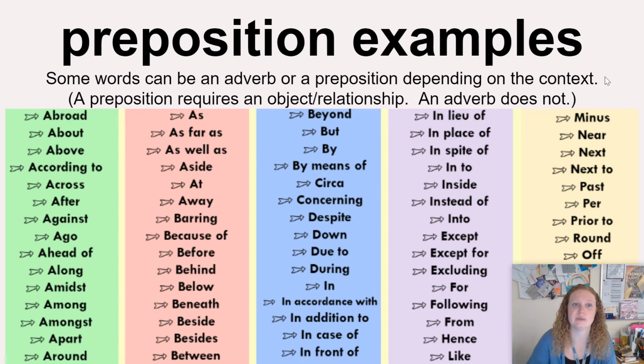Here's a bunch of examples of prepositions. Abroad, above, beyond, in lieu of, minus, during, excluding. Some words can be an adverb or a preposition depending on the context. So a preposition requires an object relationship, an adverb does not. It could just be describing one verb and no relationship.